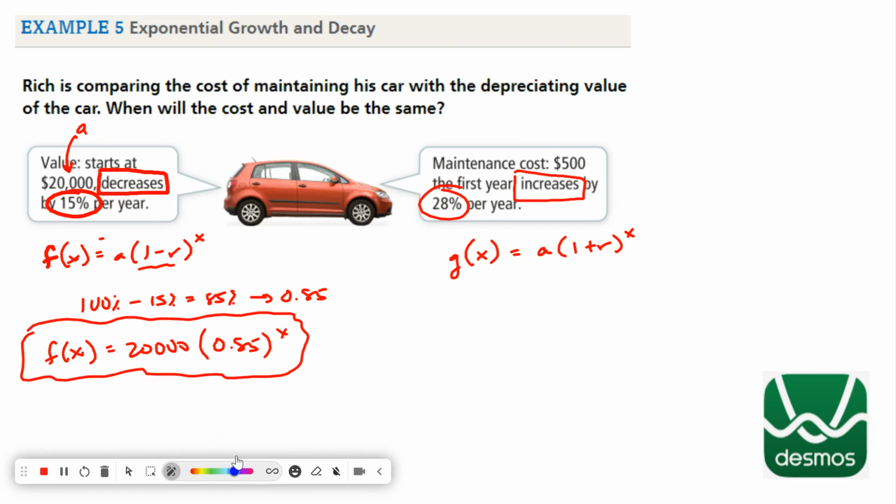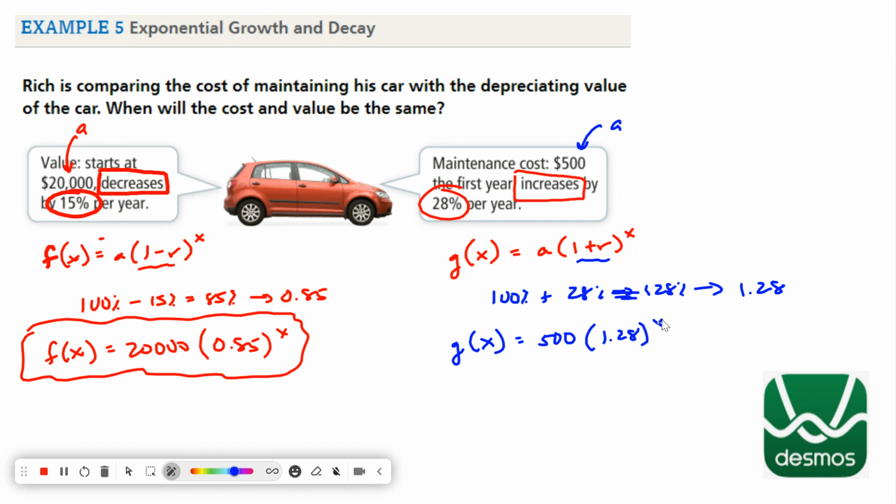I'll do the second function in blue. So now we're going to do g of x. Let's write down our numbers. 500 is our a value. Let's find the 1 plus r. So it's 100% plus 28%, that equals 128%, which if you move the decimal becomes 1.28. So your maintenance function, g of x, is going to be 500 times 1.28 to the x.